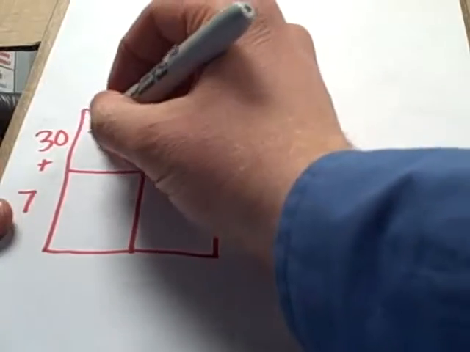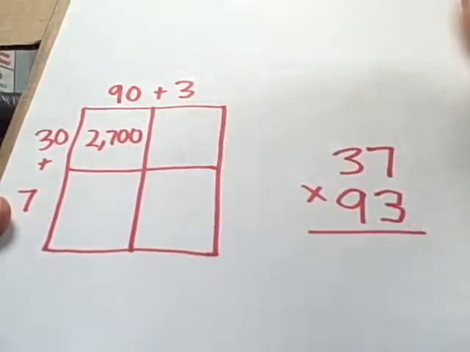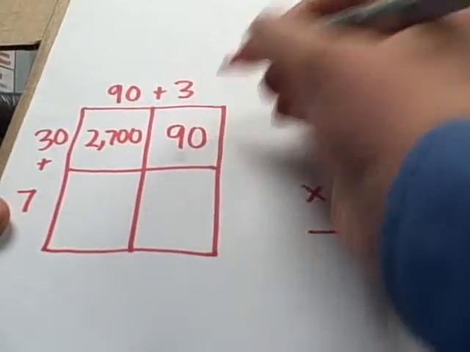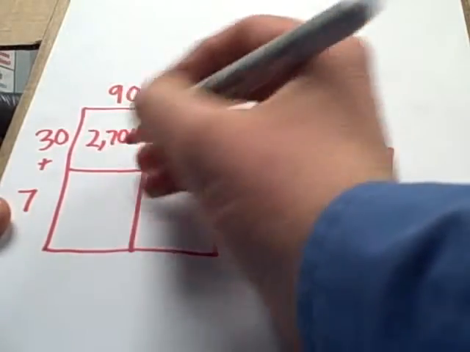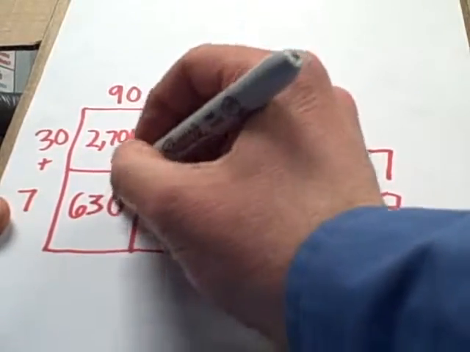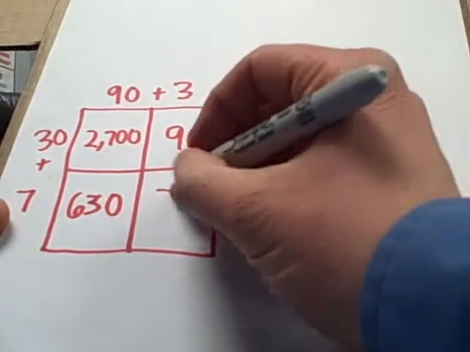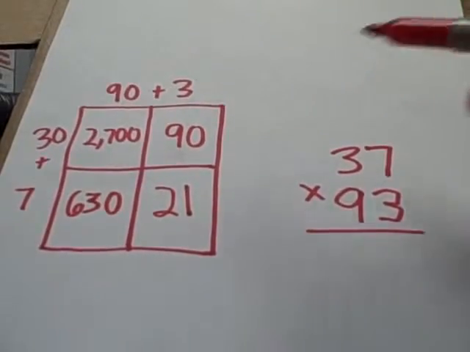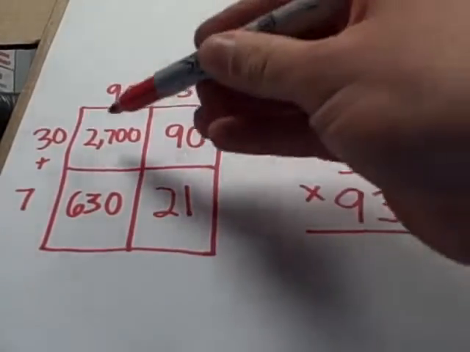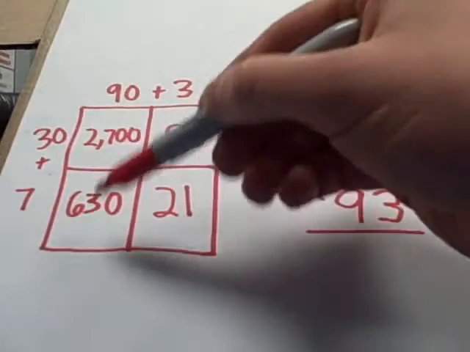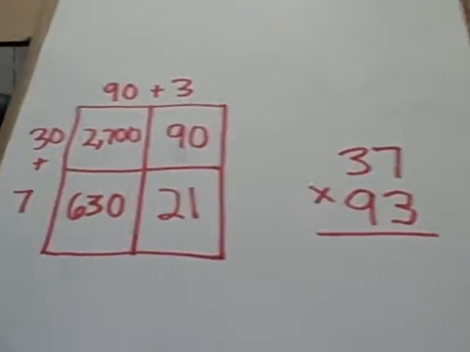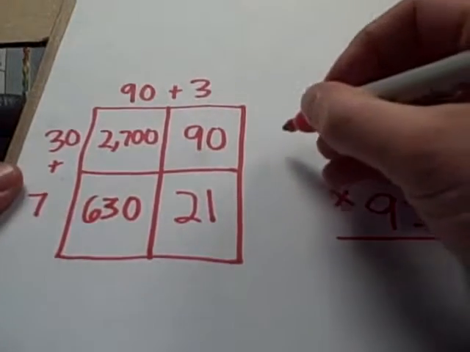30 times 90 is 2,700. 30 times 3 is 90. 7 times 90 is 630. And 7 times 3 is 21. If this was grid paper, we'd have a giant grid paper, but we would actually have 90 square units, 2,700 square units, 630 square units, and 21 square units in there. So obviously these aren't to scale.